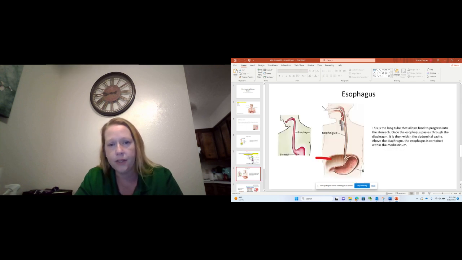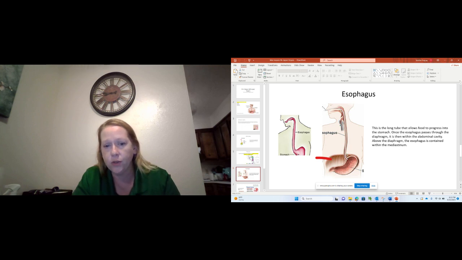Here's another picture of your esophagus. This is where we like to shove tubes down people's noses, and it goes all the way down to here. The esophagus is the long tube that allows food to progress into the stomach. Once the esophagus passes through the diaphragm, it becomes inside the abdominal cavity. So this little part of the esophagus right here lies within the abdominal cavity. When it's above the diaphragm, it's actually behind everything else, and it's contained within the mediastinum.